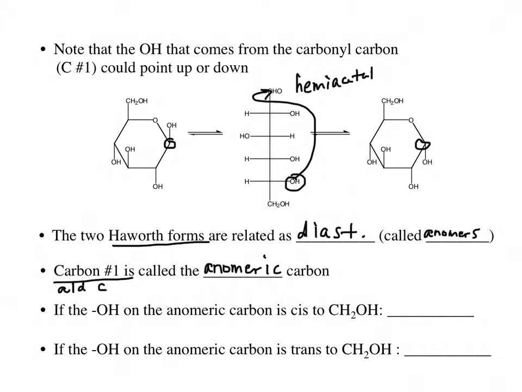Okay. Now we have to have a way of designating which one is which. Something easier than waving your hands and saying it's pointed down, it's pointed up. That's not going to work. And so what they do, if the OH on the anomeric carbon is cis to the CH2OH, like this one right here, there's the OH, there's the CH2OH, they are cis. That is called the beta anomer. If the OH on the anomeric carbon is trans, so that's the second one, there's the OH, and it's down, the CH2OH is up, they're trans, then that is called the alpha anomer.